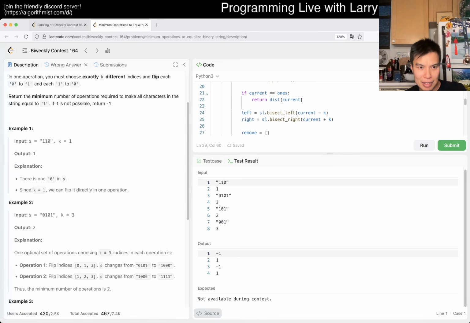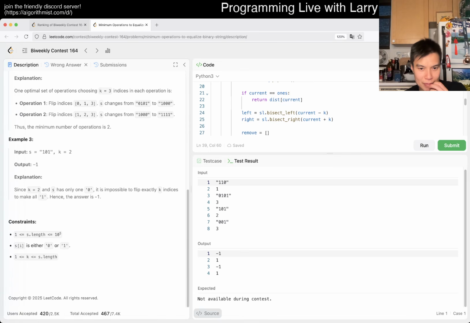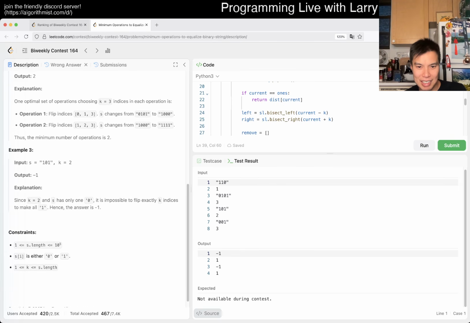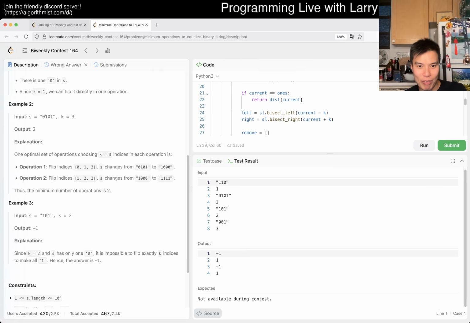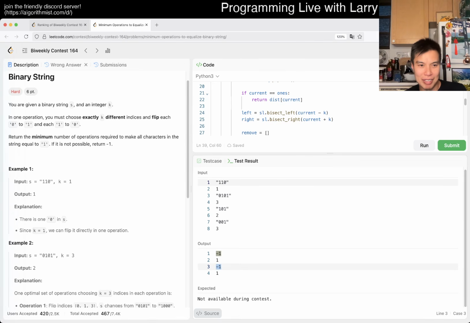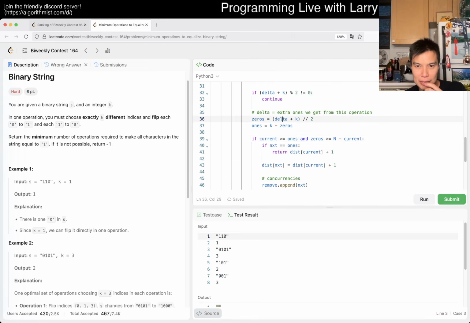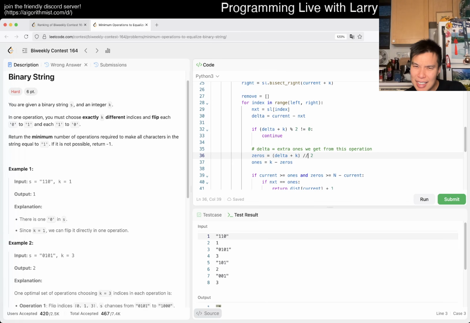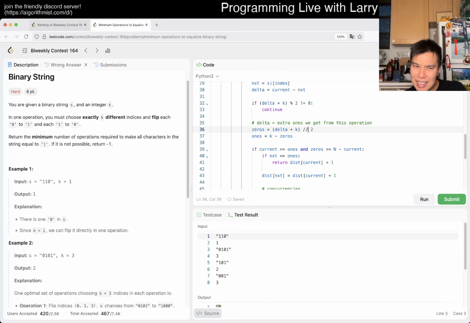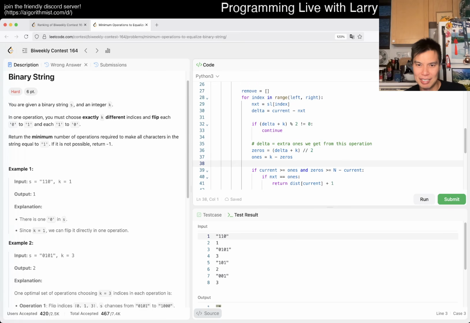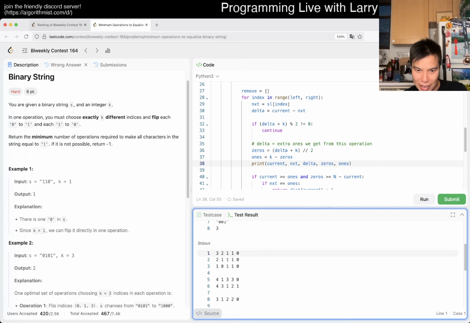Is it? No. No, it's still perfectly wrong on everything. Oh, it is. No, I got like 1 right. That's a little bit of a solace. K is equal to 1, then what does that mean? If k is equal to 1, delta is equal to 1, okay, let's try it, right? Print current, next, delta, zeros, ones. Let's print it out instead of trying to figure it in my head. All right.